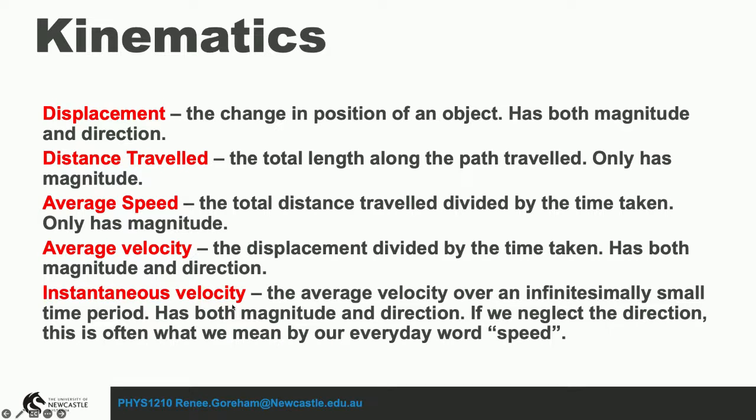Whereas for instantaneous velocity, we will look at an infinitesimally small time period, and we'll divide the distance travelled by that time, and we'll get the instantaneous speed. And if it has direction, we change the word speed to velocity to get that vector.